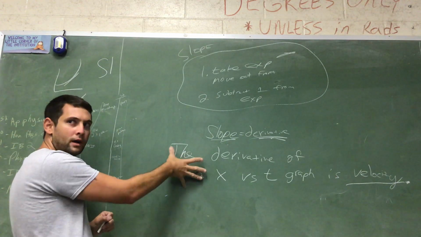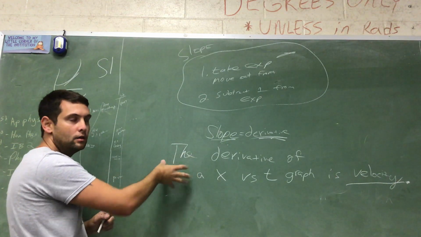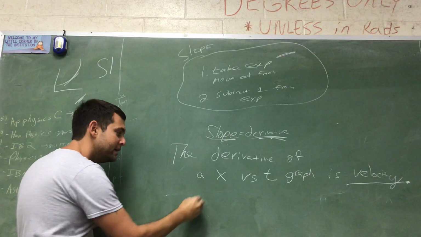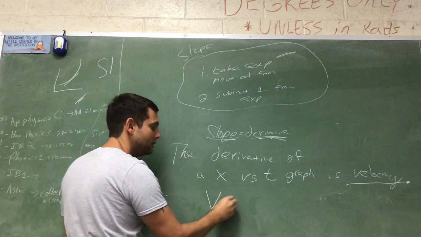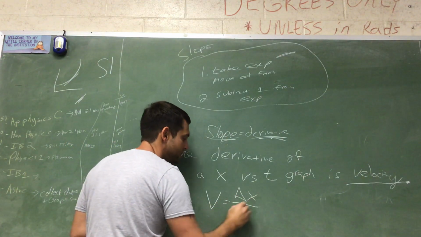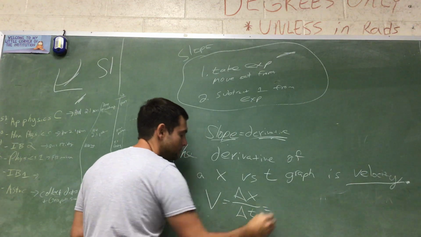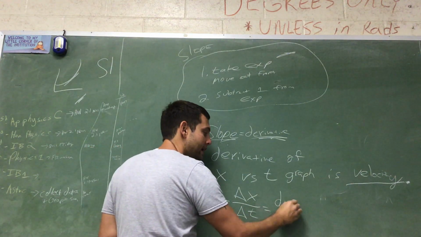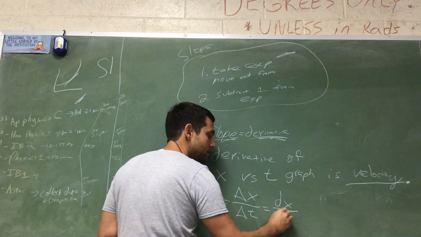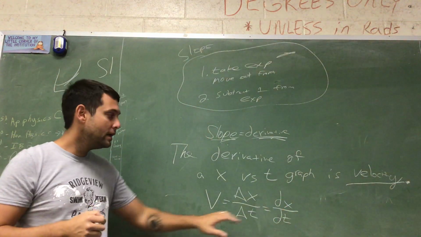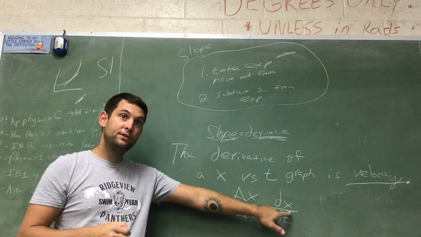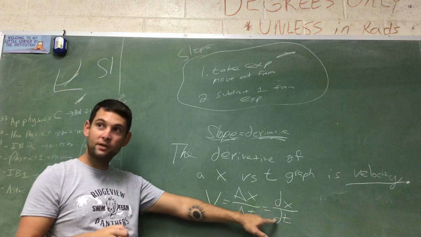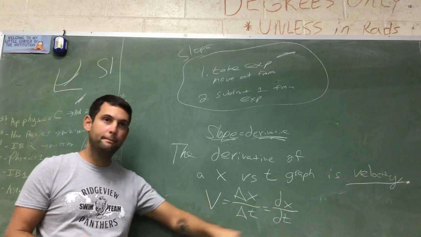Okay, so this is where we're headed. That means our velocity equation that we know, delta x over delta t, can now be written in derivative format: dx over dt. The derivative of your position with respect to time.